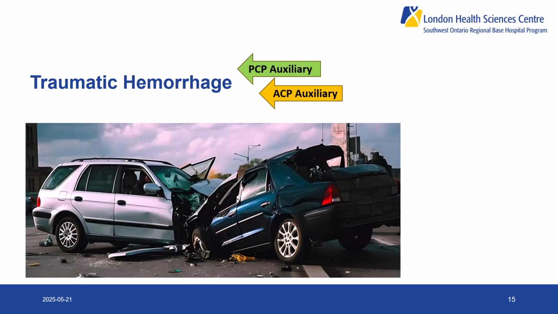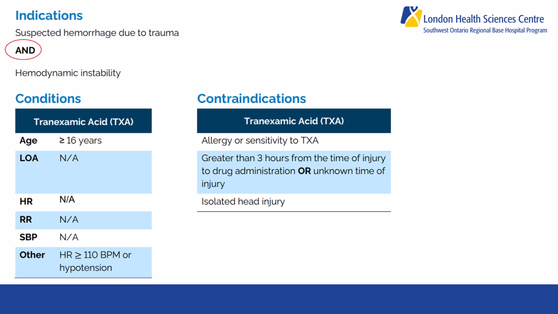The traumatic hemorrhage medical directive has been added in as an auxiliary directive for both PCPs and ACPs. Therefore, paramedics will need to wait to hear from their service before utilizing this directive. We've seen some updated directions since our 2024 MCME last year.